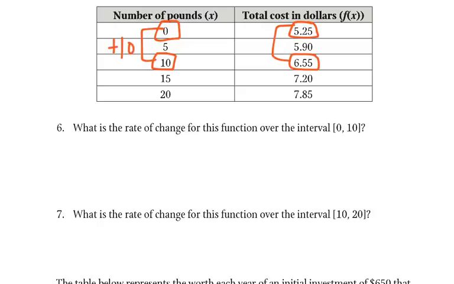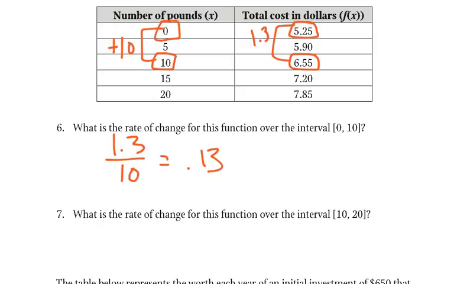That grows by adding 6.55 minus 5.25, which gives us a growth of 1.3. So I go 1.3 over 10, which gives me 0.13. So they add 13 cents for every pound, basically, according to that interval.